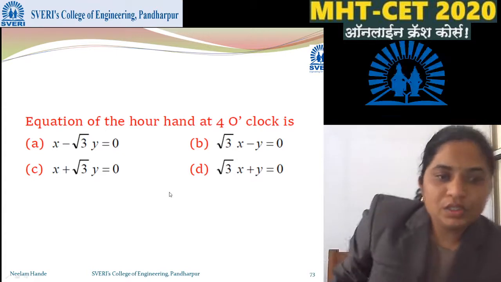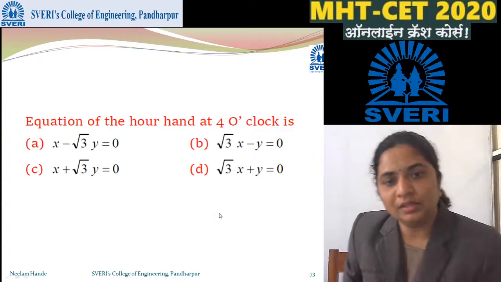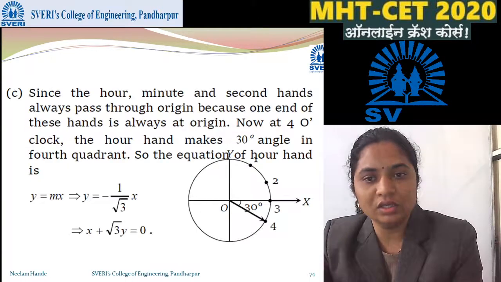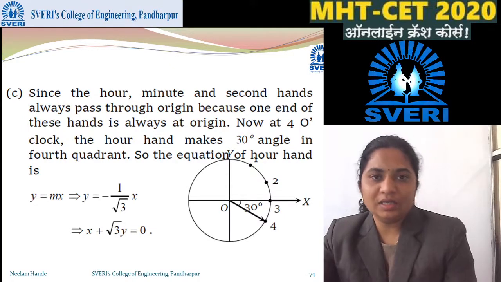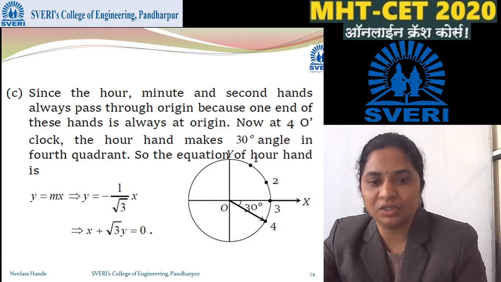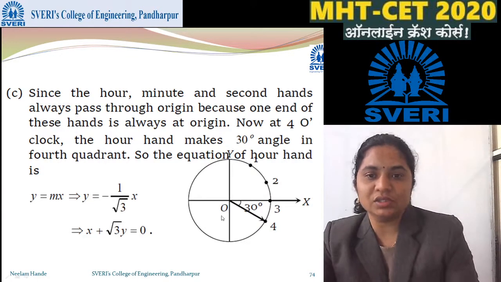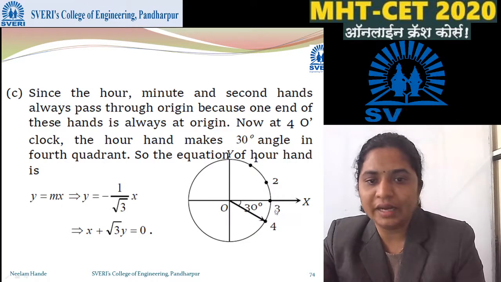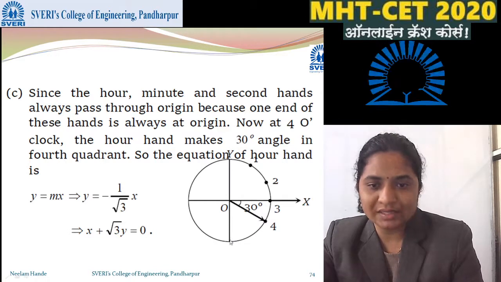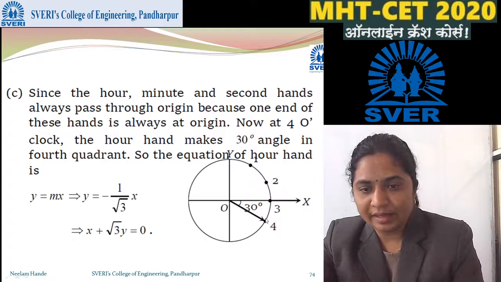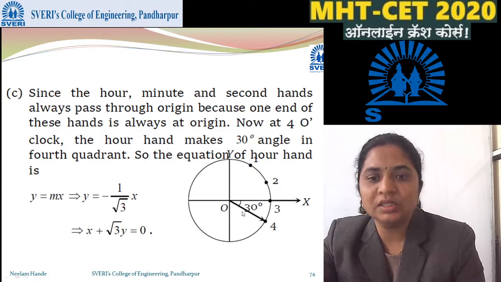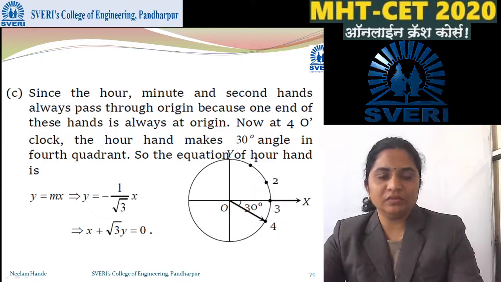Next question. The equation of the hour hand at 4 o'clock is... Okay, since the hour, minute and second hands always pass through the origin, because one end of these hands is always at the origin. Now at 4 o'clock, the hour hand makes a 30-degree angle. Is it correct? 30 degrees? Because this whole angle is 90 degrees, and here it is 4, 5 and 6, divided into 3 equal parts. So each part is 30. So here it makes a 30-degree angle in the fourth quadrant.